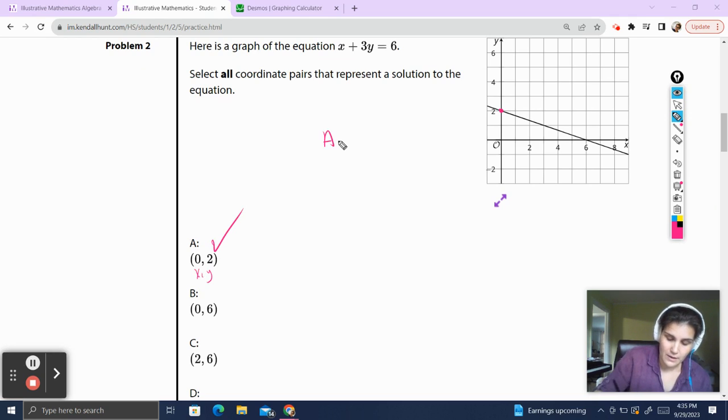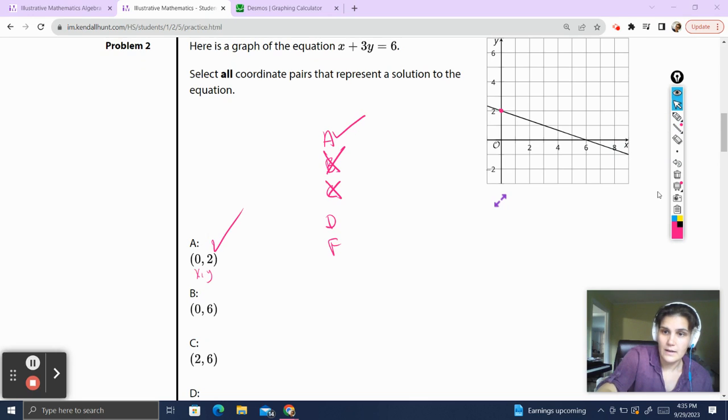Now I'm going to write down my correct answers because we're going to have to scroll down to see the other ones. So we have A, B, C, D, E, and F. A is correct. B, 0, 6. So 0, 6. Nope, it's not on the graph. That is not a correct answer. C, 2, 6, which means we go over 2, up 6. It's not on our graph. C is not a correct answer.